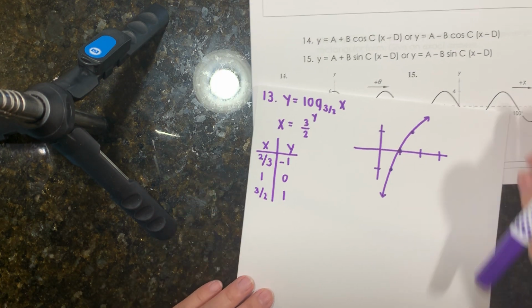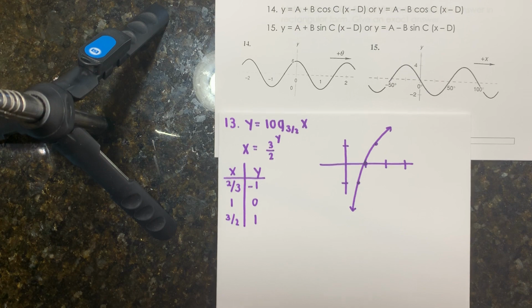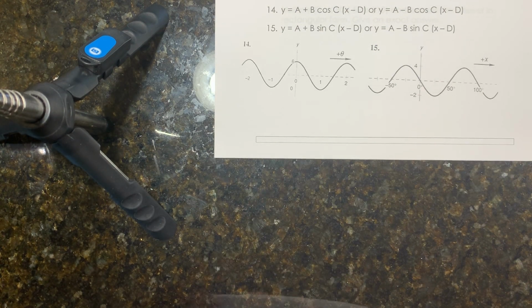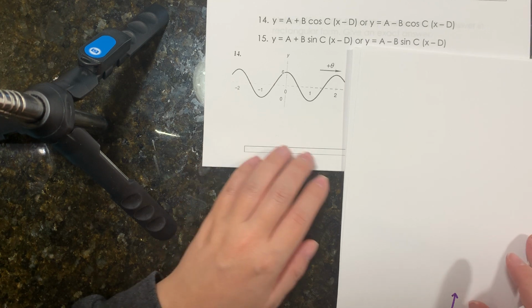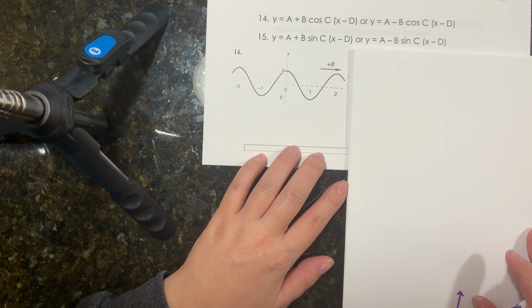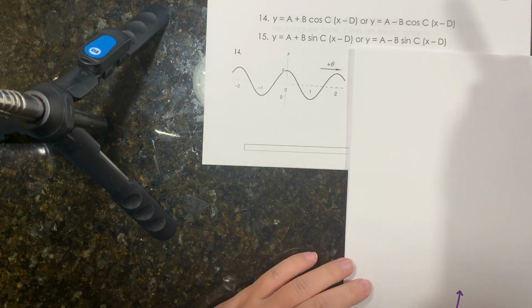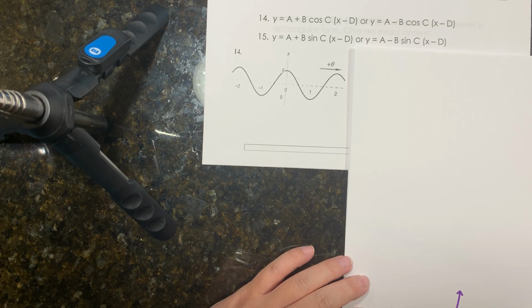Okay, now we're going to look at numbers 14 and 15. So for number 14, it asks us to write this as a cosine function. If you notice, this is actually already in a positive cosine function.